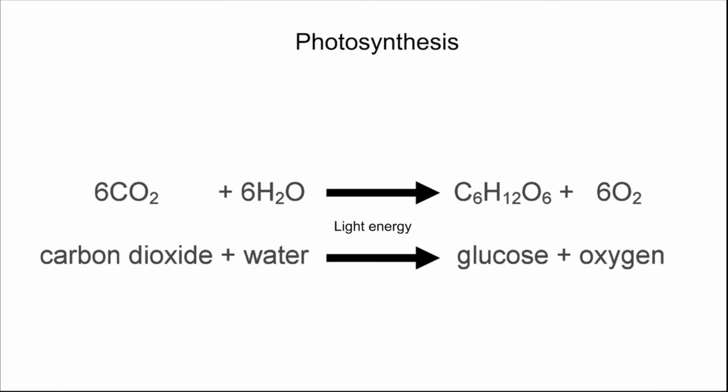Here's a reduced equation that represents photosynthesis. 6 CO2 molecules and 6 water molecules are combined to make 1 molecule of glucose and 6 molecules of elemental oxygen. Since we're building a larger molecule from smaller molecules, this process is catabolic. It requires energy. That energy comes from sunlight.